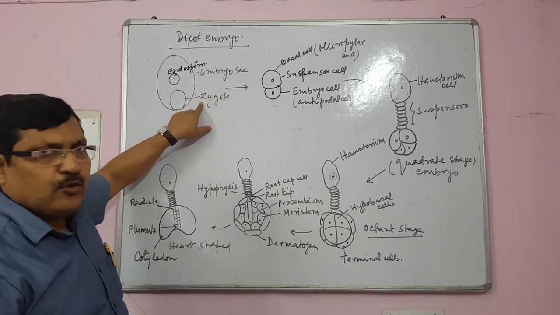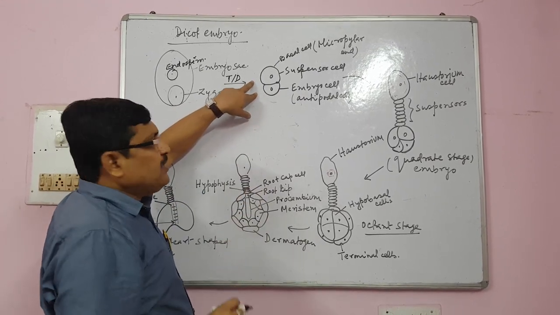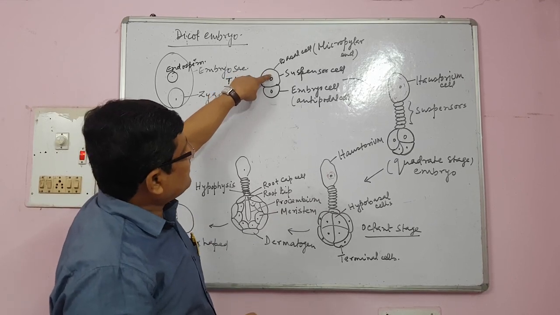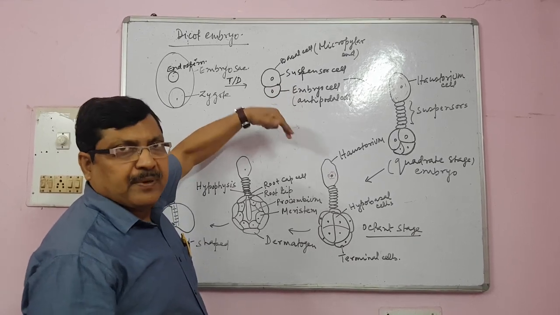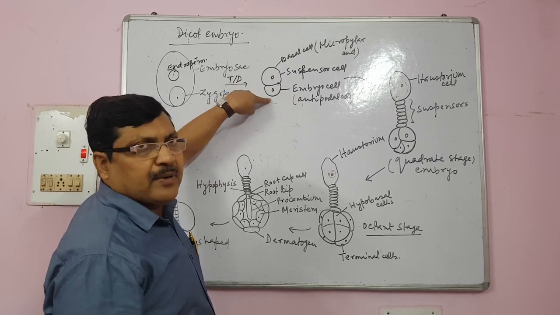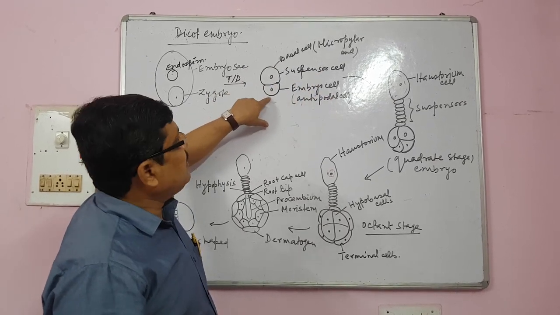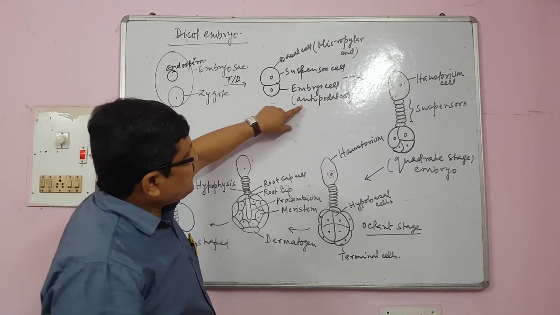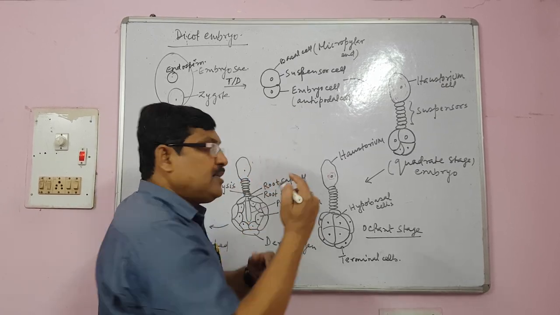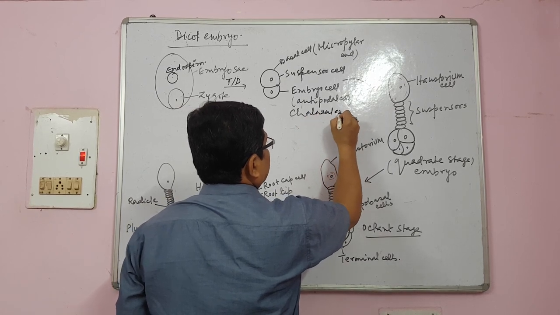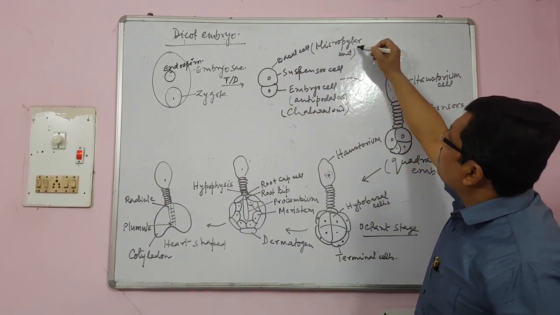Dear students, this zygote firstly divides by transverse division to form two cells. In these two cells, this one is the upper and this one is the basal. The basal cell is called the suspensor cell, whereas the upper or terminal cell is called the embryo cell, which lies towards the chalazal end. And this basal cell is projecting towards the micropylar end.